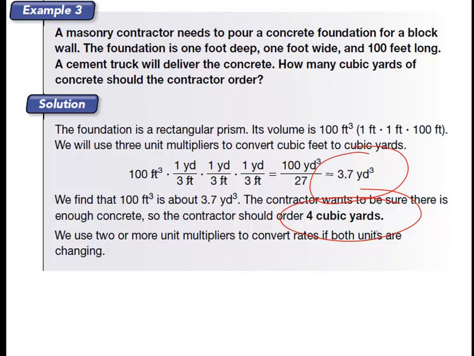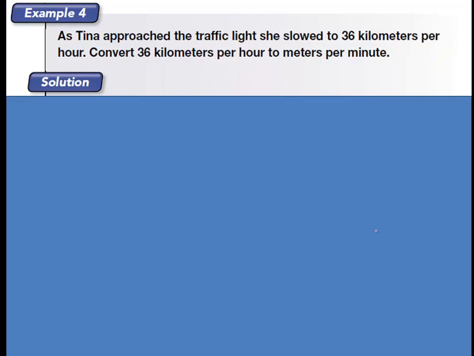All right? Okay, let's look at another one. This one here is going to require that you reach back in your mind and remember some metrics. I'll help you with it. As Tina approaches the traffic light, she slows to 36 kilometers per hour. Convert 36 kilometers per hour to meters per minute. So we've got to go from kilometers per hour to meters per minute.